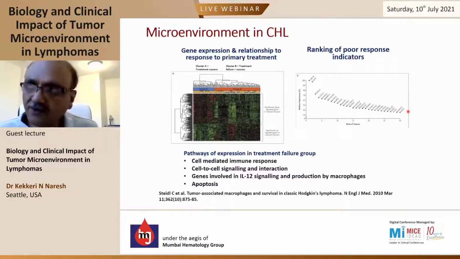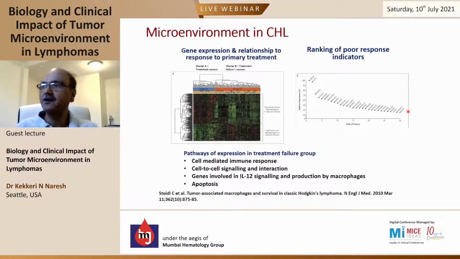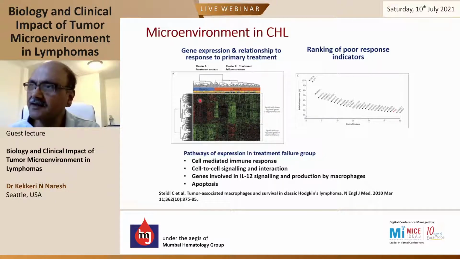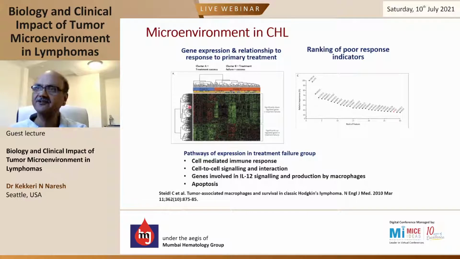And when people started looking at how the microenvironment modulates outcome, I think again this was from the Vancouver group, you can see that they took two groups of patients. One group of patients where the treatment was successful, another group of patients with a mix of successes and failures in treatment. And in the hierarchical clustering, you can see that they clearly segregate a set of genes which are expressed in those which were successful and in those cases where treatment was not successful.